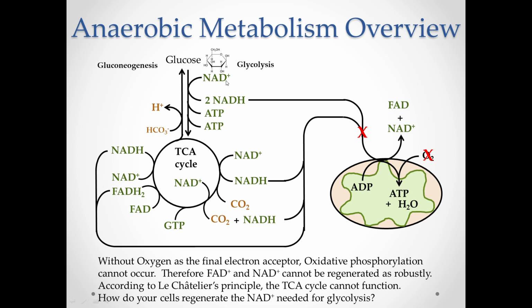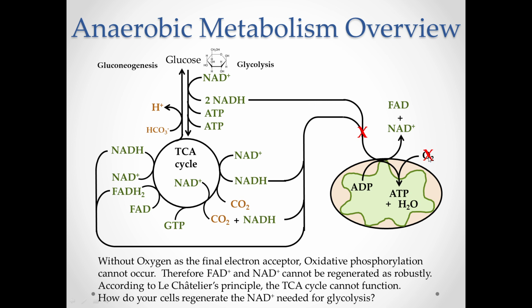Both NAD plus are required for glycolysis, and NADH is produced in glycolysis. It's also produced in the citric acid cycle, and FADH2s are also produced in the citric acid cycle. And so, if there is a high amount of NADH, according to Le Chatelier's principle, glycolysis cannot function. Also, if NAD plus is in low concentrations, then it is not available as a reactant. So glycolysis cannot occur.